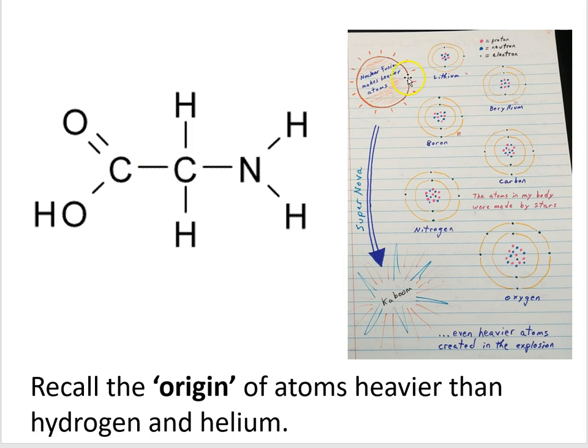So when stars were fusing hydrogen and helium, and eventually helium into heavier elements, that's where carbon comes from. That's where nitrogen came from. That's where oxygen came from. So the atoms that make up the amino acids in our cells came from stars.